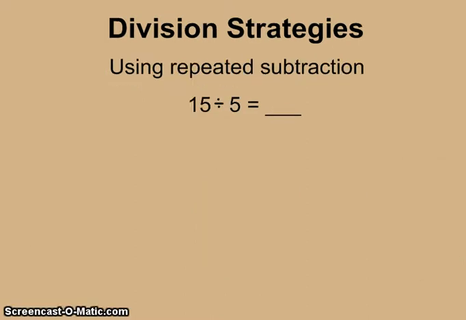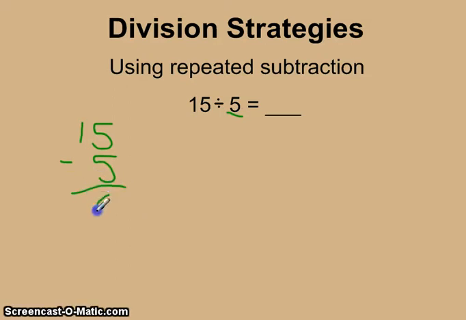Another division strategy that we could use is repeated subtraction. Just like we could use repeated addition to solve multiplication, we can use repeated subtraction to solve division. And I'll do that by starting with my 15 and subtracting 5. And I keep doing that until I get to 0.